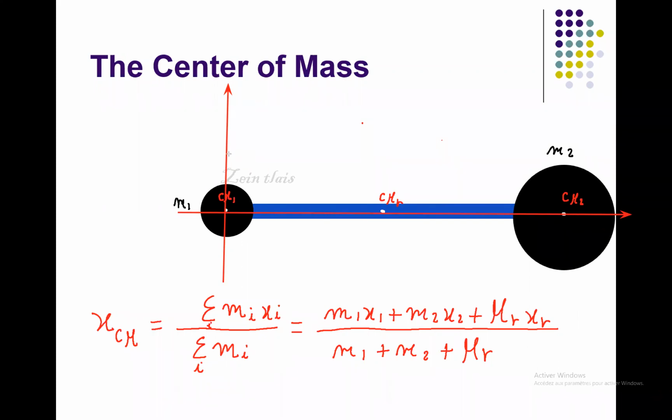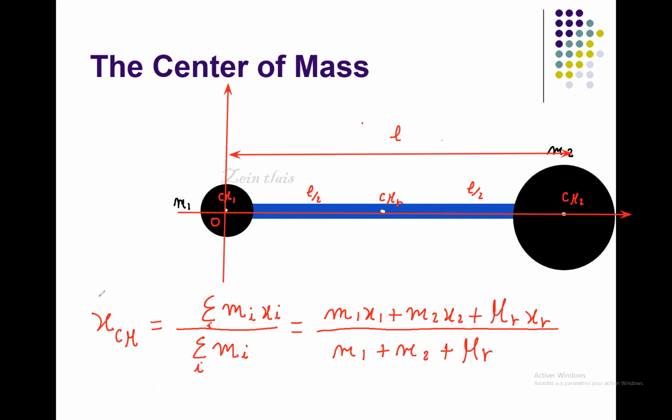Also we have the road of a length L. So the distance from here to here equals L. So the distance from O to the center of mass of the road equals L over 2. And the distance between the center of mass of the road and the center of mass of M2 also equals L over 2. Okay, it's just an example.